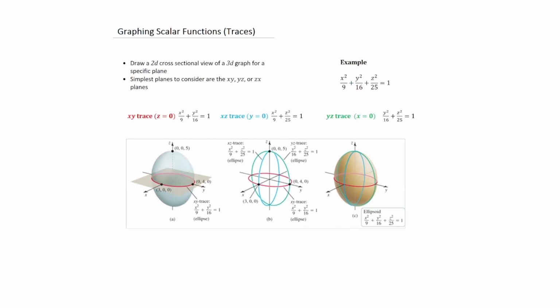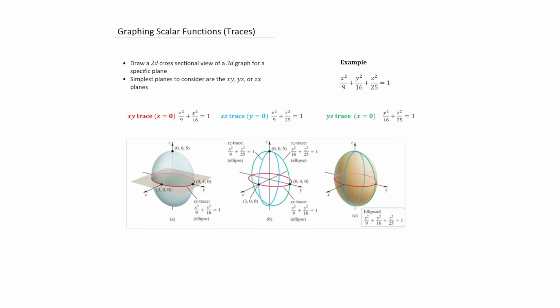Okay, so now we're going to look at 3 different techniques for trying to sketch scalar functions. One of them is called a trace, another is a cylinder, and the other is level curves. Now, what is a trace? Well, we draw a 2D cross-sectional view of a 3D graph for a specific plane.